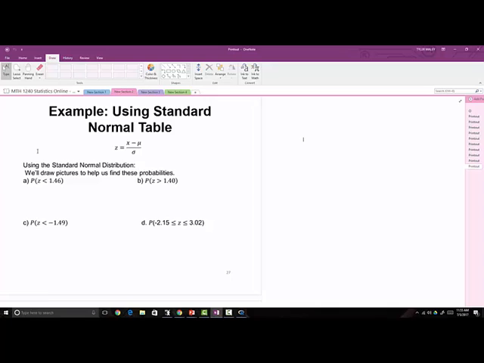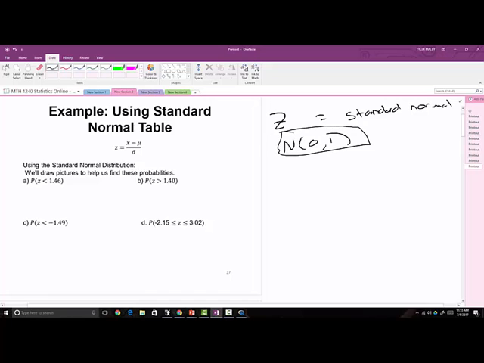To start with, I'm using the standard normal distribution. Remember, whenever we use z, this is the standard normal distribution, and my mean is 0, standard deviation is 1. So whenever you see z, you should be thinking this: normal distribution, mean of 0, standard deviation of 1. I want to start with this to make it a little easier. So let's look at A: what's the probability that z is less than 1.46?